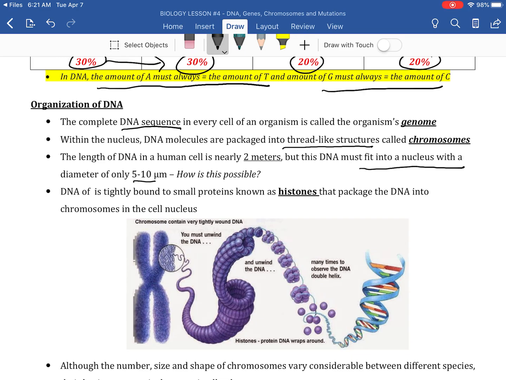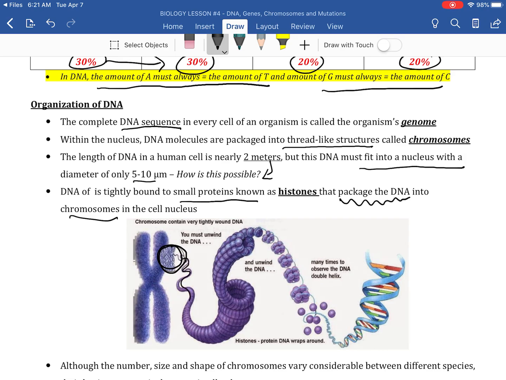So how is that possible? How can 2 meters of DNA fit into this small place? DNA is basically tightly bound to small proteins called histones. These histones help package the DNA into chromosomes so that they can fit inside the cell nucleus. So look at all the DNA that can be found in this chromosome. It's all packed tightly in there.